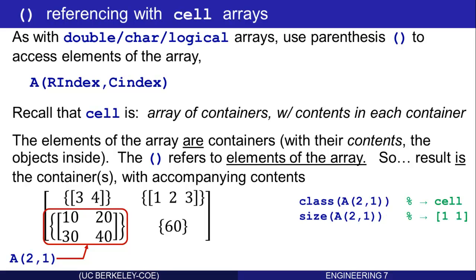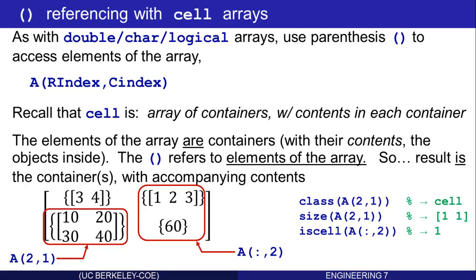It's a single container. We can also use the colon, which represents, if we use it in the first index, all rows. So here we're referring to all rows, second column of the container array A. So that grabs that 2x1 array of containers. So the class of this will be a cell array, and in fact the size of it is 2x1. It's a 2x1 array of containers.